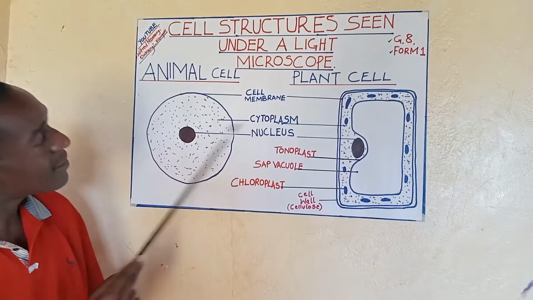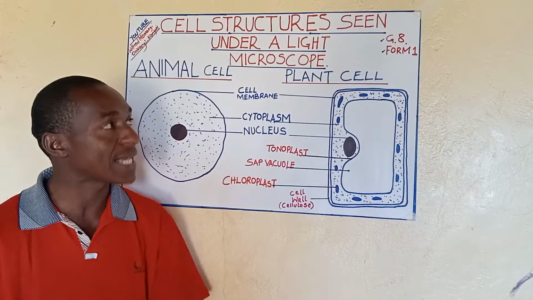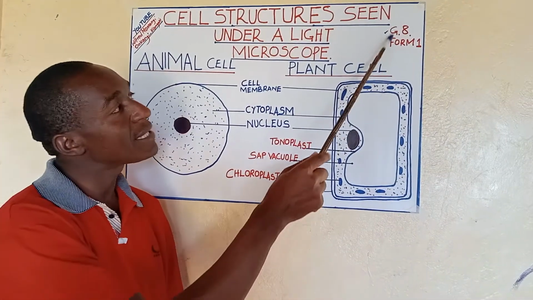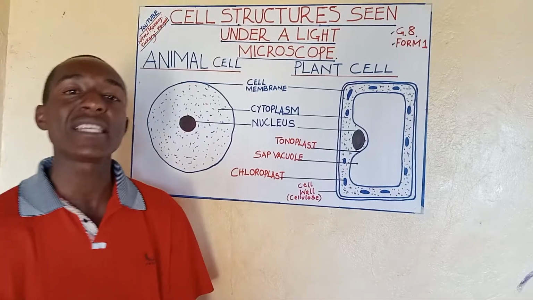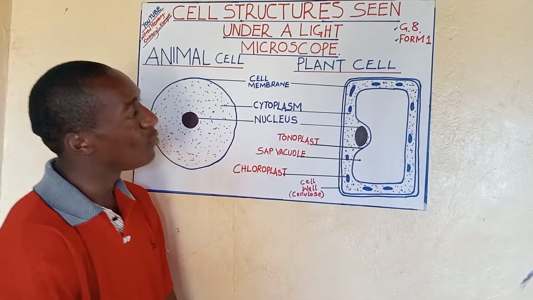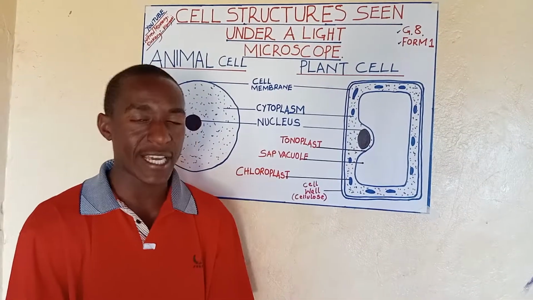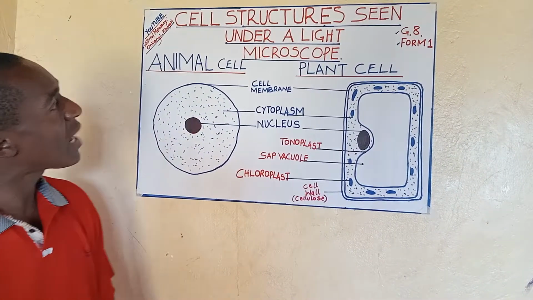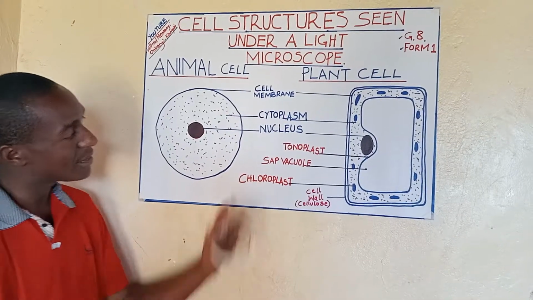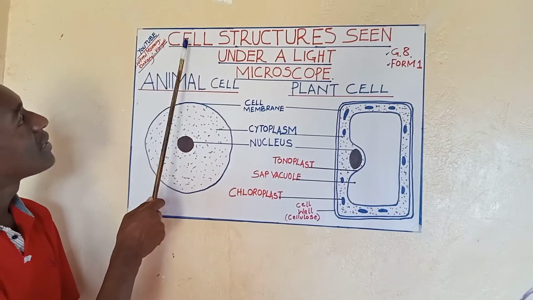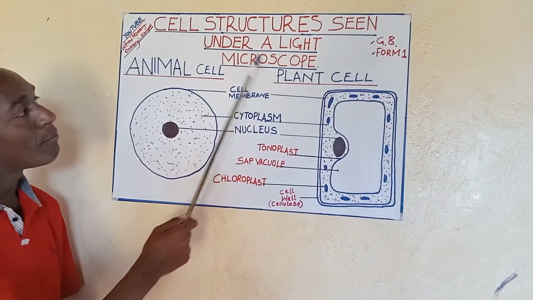These cell structures, the two of them, are applicable in two classes so far, grade 8 and of course Form 1 all the way to Form 4, because those who are waiting for KCSE, this exam, you may have one or two questions set from this learning area. This chart I want to take a very short time so that we at least discuss what is on this chart. This is cell structures as seen under a light microscope.